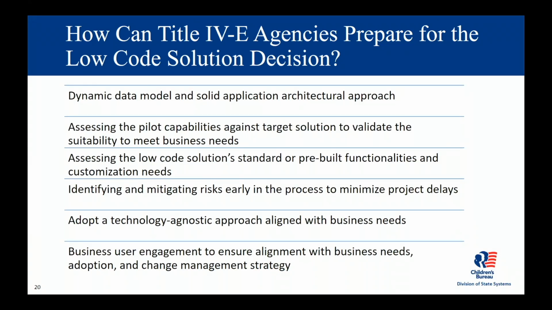Slide title: How can Title IV agencies prepare for the low-code solution decision? 6 bullets are read and described by presenter. When evaluating, we are continuing on how agencies prepare for making a decision.